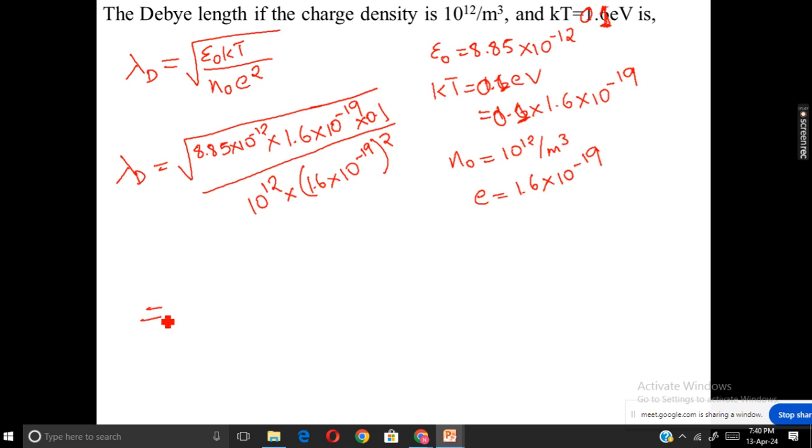So can you calculate and tell me what will be the answer? What will be the Debye length in this case? Did anyone get an answer?